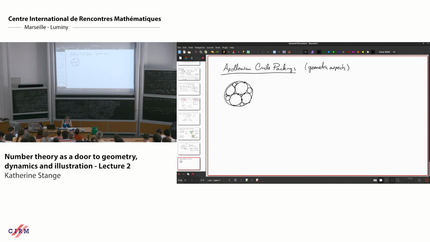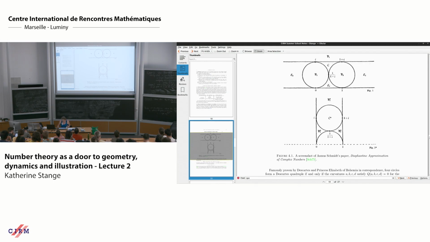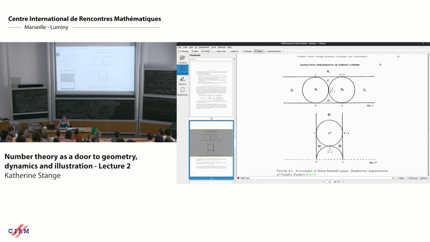I have notes online, and I should mention that the notes have exercises in them, so you'll find exercises in there. This is Schmidt's original paper, by the way. This is a screenshot, and he had these regions. Over here, this is a triangular region, because it's joined up at infinity, right? This is a triangle in which he's putting a circle. Okay, so that's filling a triangle with a circle.